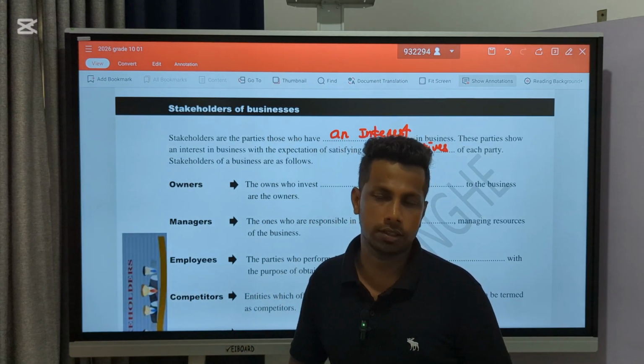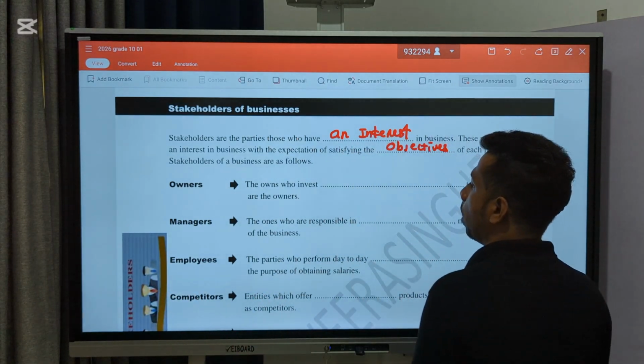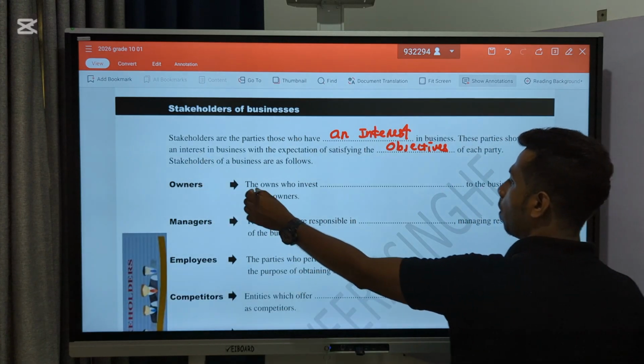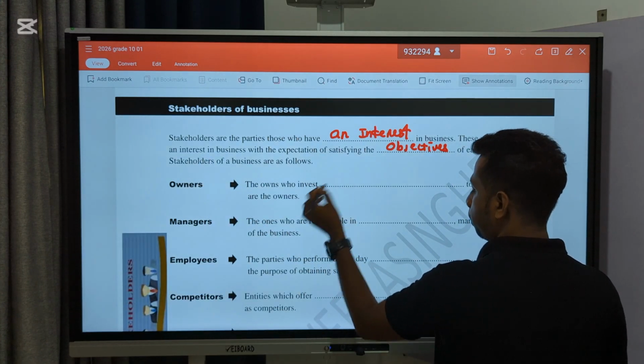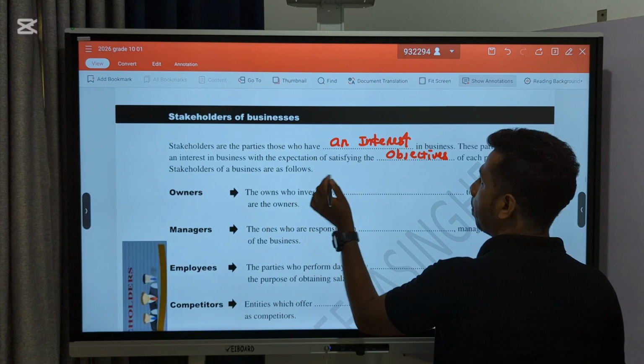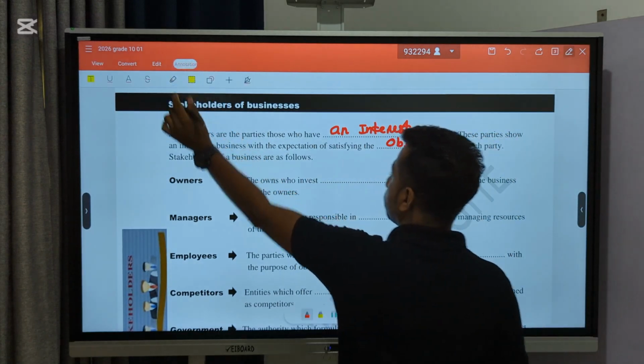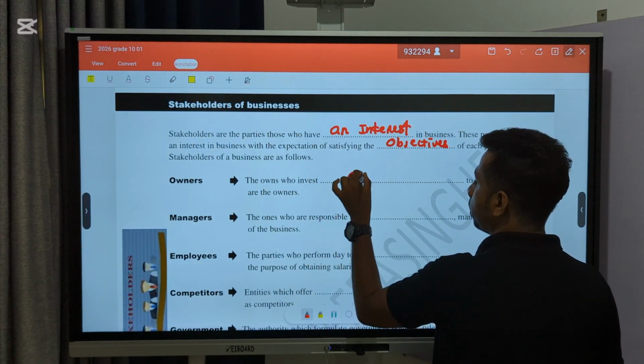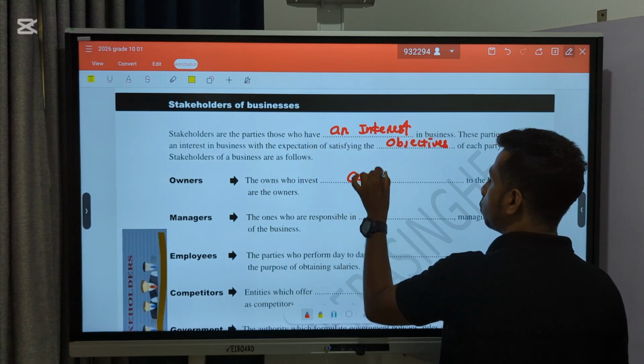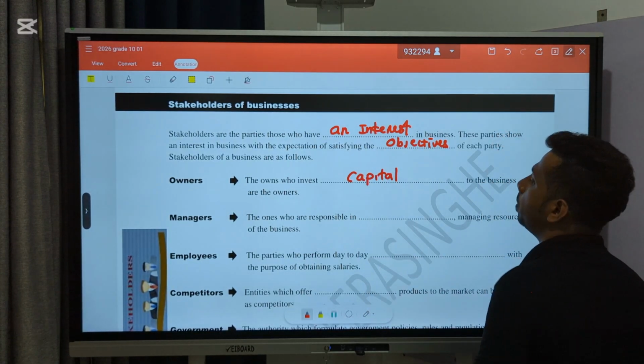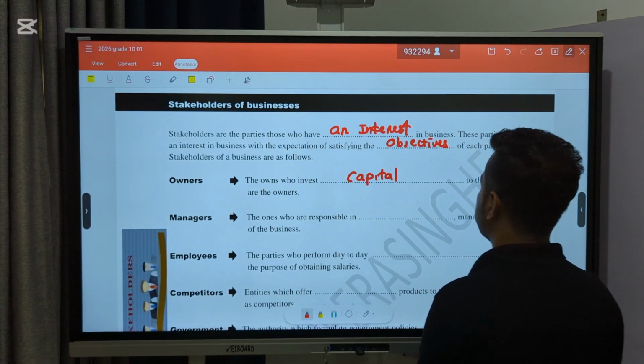So let's complete the tute. Owners, the ones who have. Who are the owners? The ones who invest capital. The ones who invest capital to the business are known as owners.